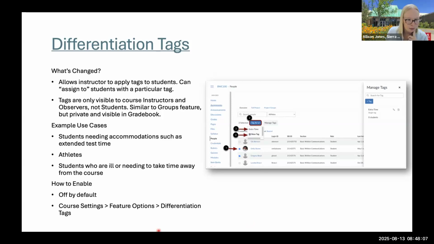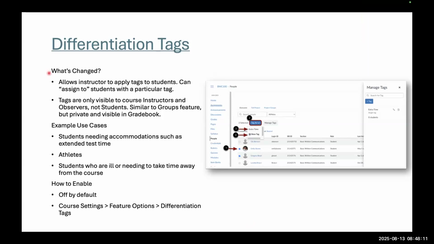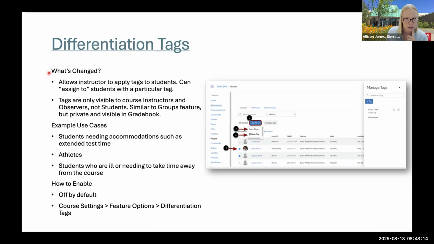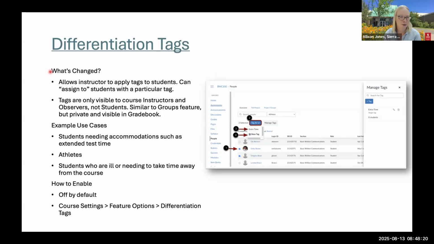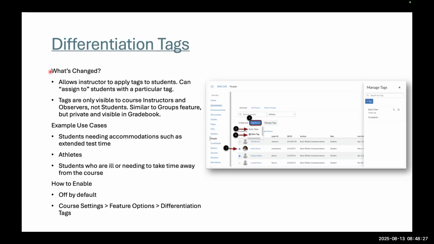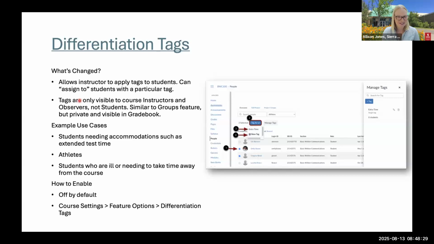Would you do me a favor and go to your people page for me? I wonder if it's just automatically enabled. Do you see the manage tags button? Yes. Okay, so it's automatically enabled for folks. This is great. So no need to go to feature options. Everyone should have this available. Yep, one less step. Nobody needs to do any homework for this.